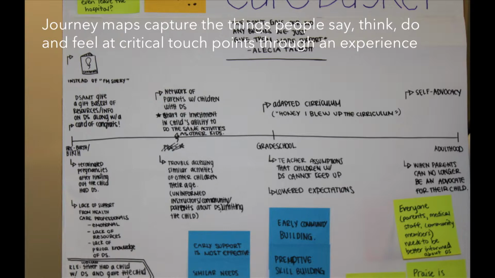The way they decided to break this up based on their research was when the baby's born, when they go to grade school, and when they transition to adulthood. That allowed them to think about the critical things that the families and the students were thinking, feeling, and doing at each moment, and what were opportunities for design to come in and improve those different periods of time.